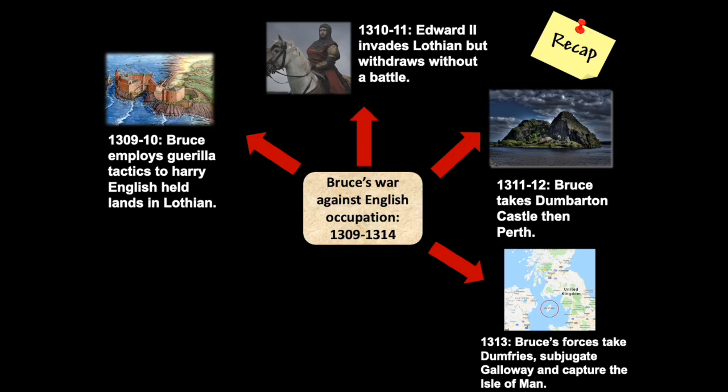His forces took Dumfries in the southwest corner of Scotland and were then able to subjugate the region of Galloway around it. After that, his forces took to the ships and they sailed out into the Irish Sea and captured the Isle of Man, which was an important strategic stronghold.